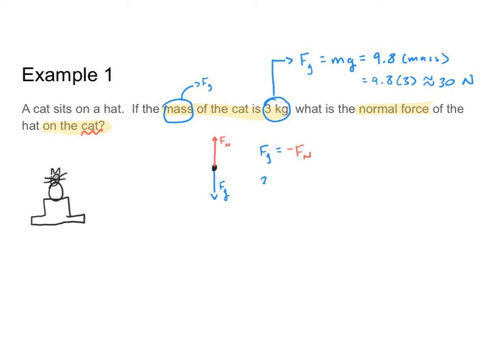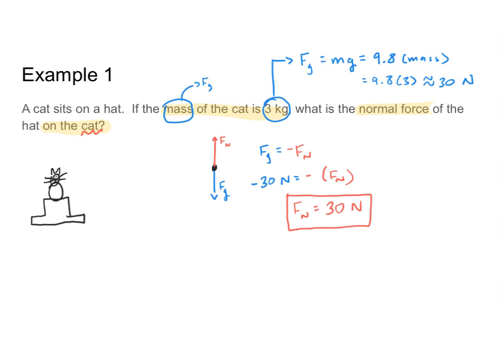So what we can say is that 30 newtons is equal to, let me go ahead and go back. So 30 newtons, and that 30 newtons here is pointing down. So we know that negative 30 newtons is equal to the negative of our normal force. So what that means is that our normal force is going to be positive 30 newtons, so that it balances out my gravitational force on the cat.